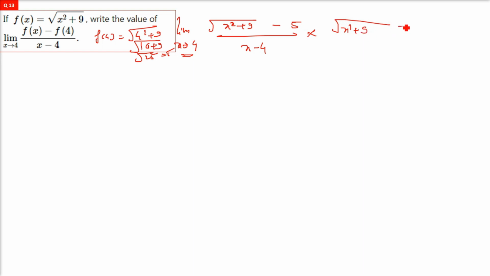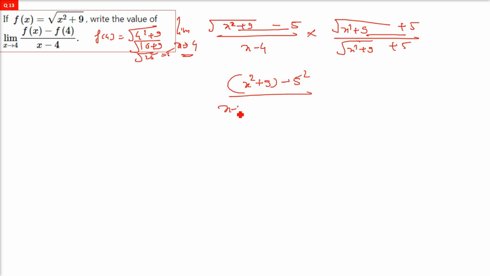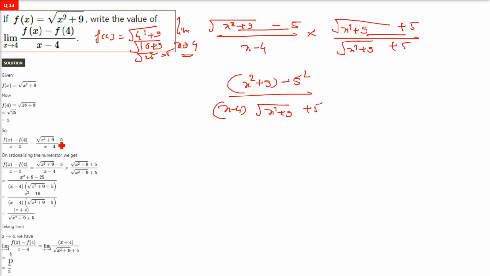Multiply numerator and denominator by the positive of the numerator. So under root x square plus 9 plus 5, divided in numerator and denominator. You have a square minus b square, because a plus b, a minus b is in the numerator. The under root x square plus 9 whole square is x square plus 9 minus 5 square. You have x minus 4 into under root x square plus 9 plus 5. Okay, those who want to do it by themselves, the answer is here. You can just have a look. Or those who are following me, just take the next step now. So just open it now.